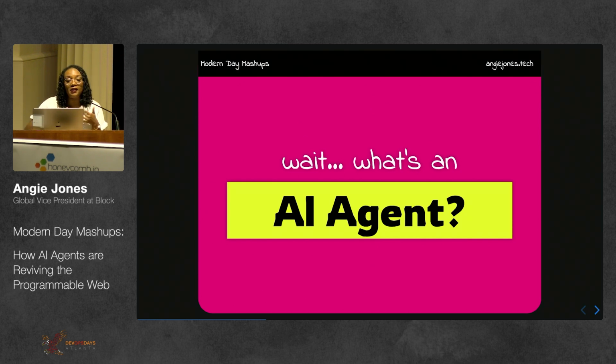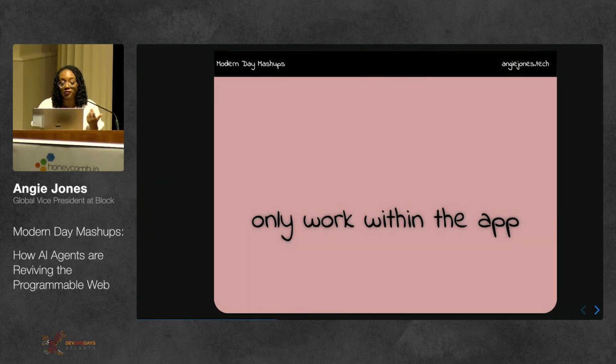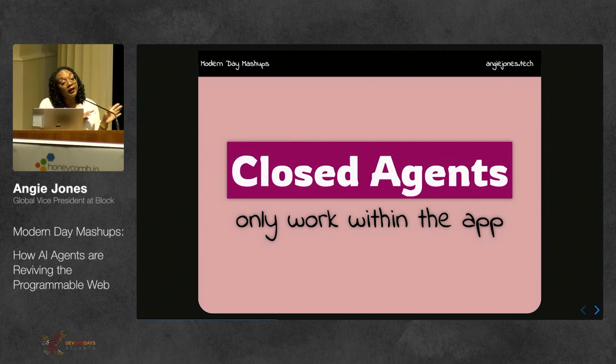So they can make API calls. They can generate and execute code. They can trigger other actions within your systems. Now, MCP itself isn't a requirement for AI agents. In fact, there's many companies that are building closed agents that work specifically within their apps, right?